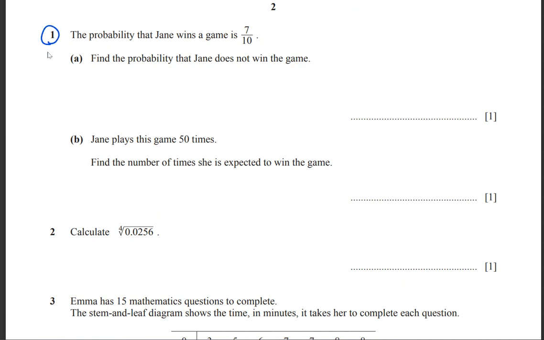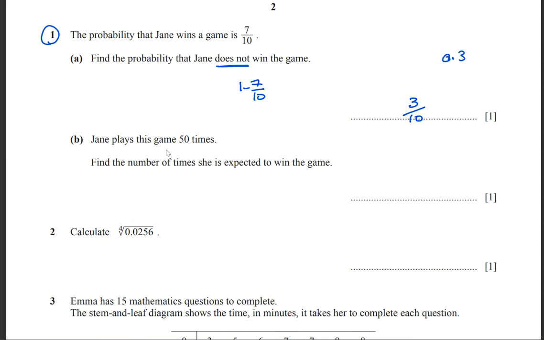The probability that Jane wins again is 7/10. Find the probability that Jane doesn't win again. We know that both of them, win and doesn't win, should equal 1. So 1 minus 7/10, which is 3/10. You can write it like that or you can write it like that, both correct.